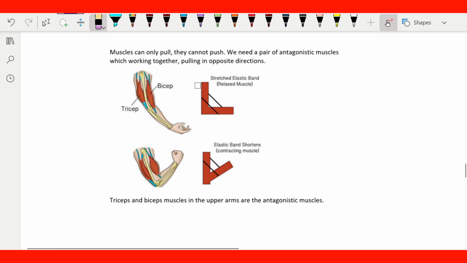Alright, so muscles cannot push, they can only pull. So we need a pair of antagonistic muscles working together, pulling in opposite directions, like in our elbow here. One muscle contracts, one muscle relaxes. In this case, when we lift our lower arm, the biceps contract and the triceps relax, and when we straighten it, put it back down, then the triceps contract and the biceps relax. So the triceps and biceps in the upper arm are antagonistic muscles.